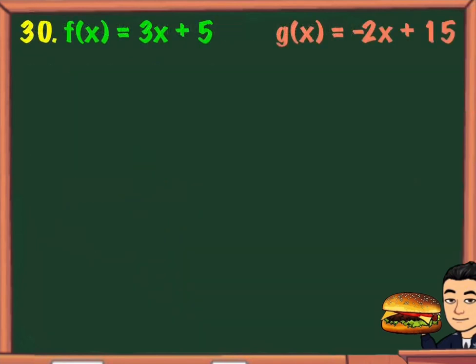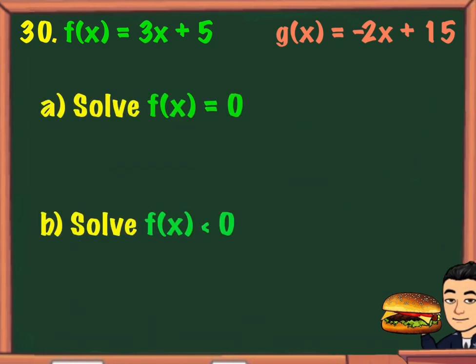Number 30, you're given f of x and g of x. For letter A and B, we're going to be working on the f of x. So they said that if f of x is equal to 0, knowing that f of x is 3x plus 5, if that equals 0, go ahead and solve for x. X is going to equal negative 5 over 3. For letter B, it's pretty much the same thing, but you just change from the equal sign to an inequality symbol. So just go ahead and put x is less than negative 5 over 3.